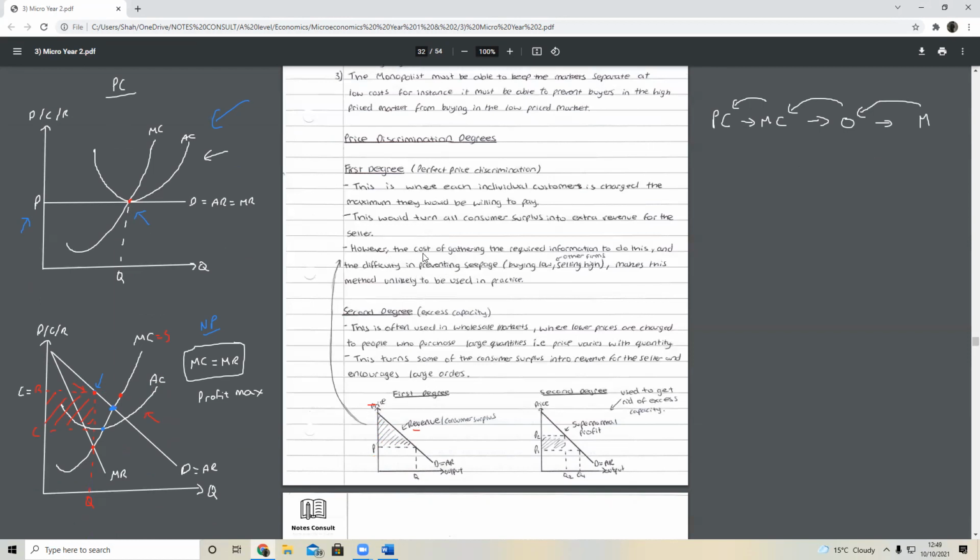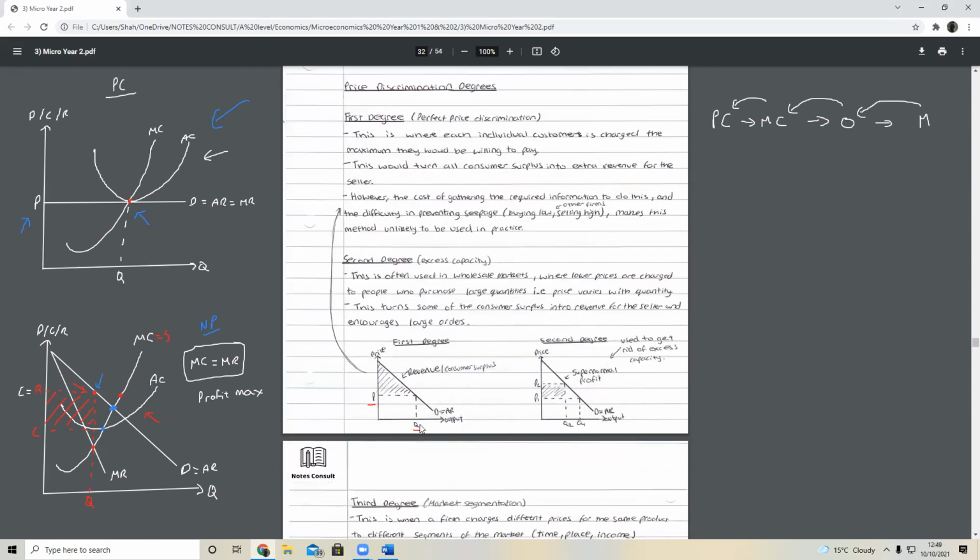What's the drawback of this? The cost of gathering the required information to do this, and the difficulty in preventing seepage, which is basically buying low and selling high, what we just saw, makes this method unlikely to be used in practice. Realistically, how is a monopolist going to know what each and every one of their customers is willing to pay?